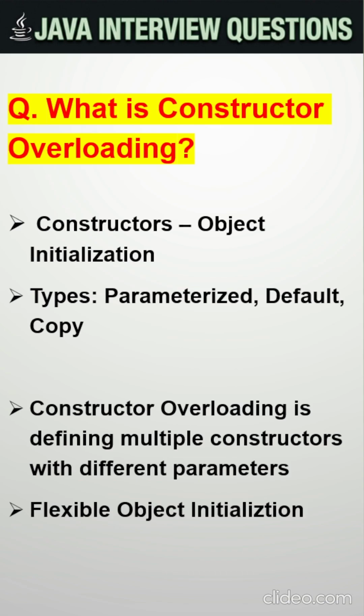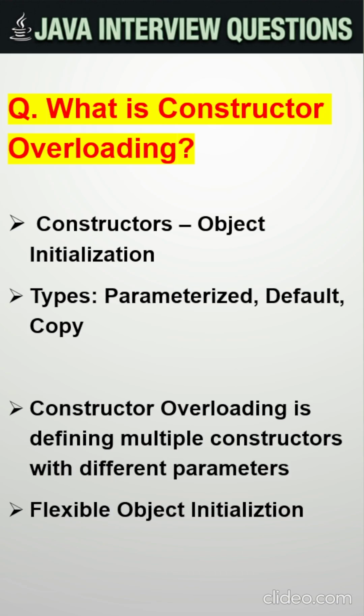Constructor overloading is defining multiple constructors within the same class but with different input parameters. Those parameters can be in a different order, have different data types, or the number of parameters can vary. The sole purpose of constructor overloading is to provide flexible object initialization.